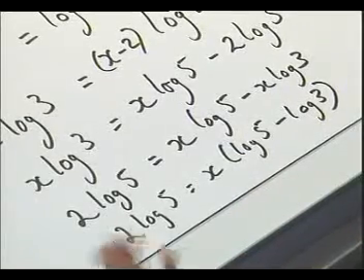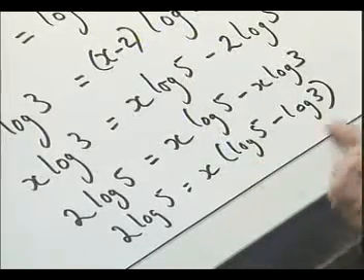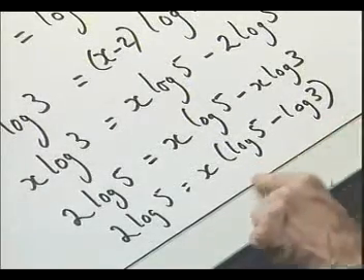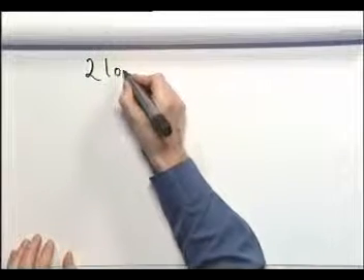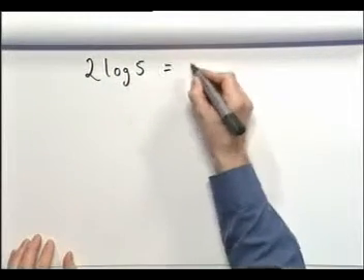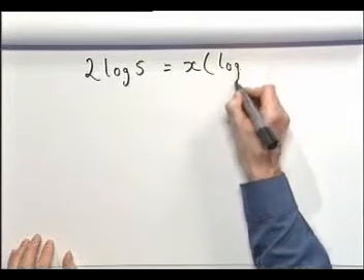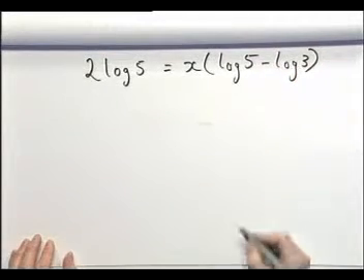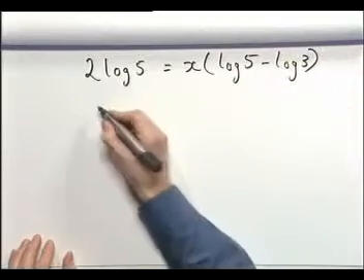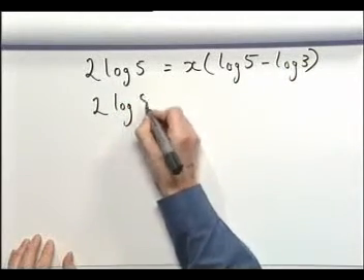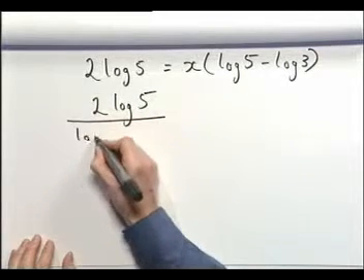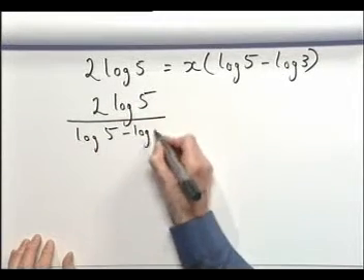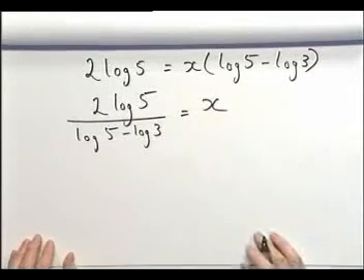So now to get x, all I need to do is divide both sides by this number here, log 5 minus log 3, because that's all it is. It's just a number. So let's do that. I'll write the line down again. 2 log 5 is equal to x times log 5 minus log 3. And I'm going to divide both sides by this number. 2 log 5 divided by log 5 minus log of 3 is equal to x.